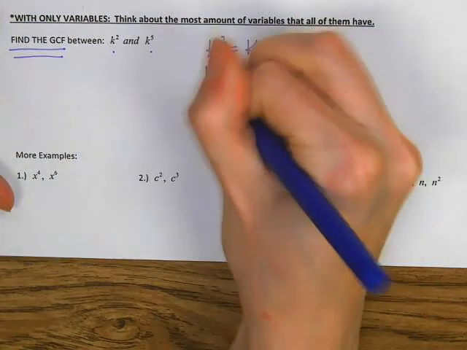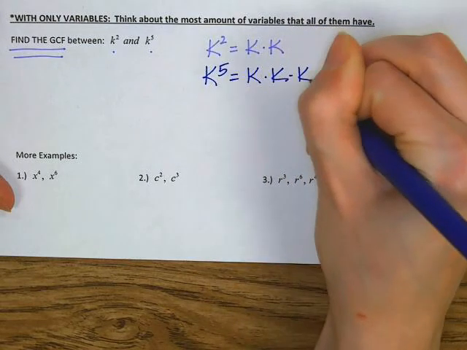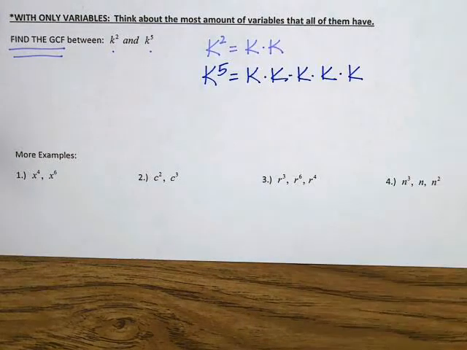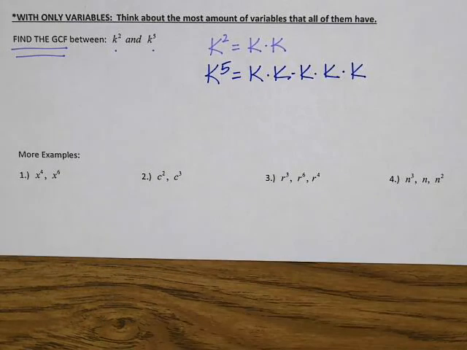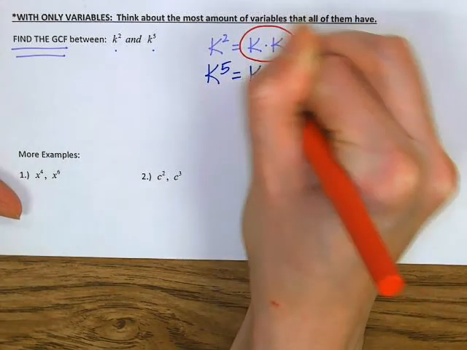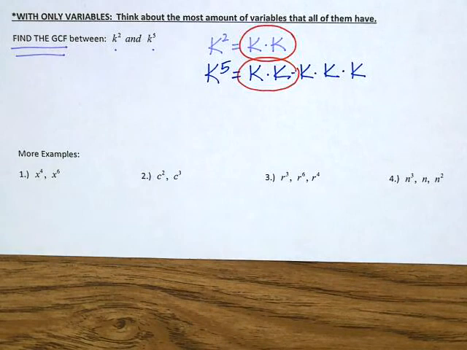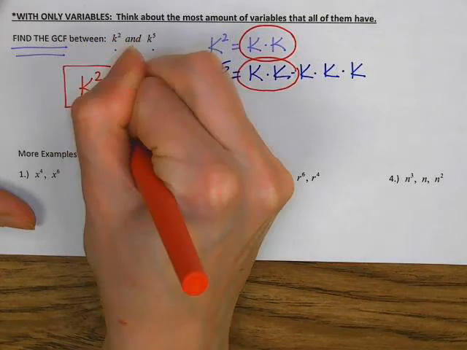And k to the 5th is just k times k times k times k times k, 5 times. What's the most amount of k's that they both have? Okay, that's the question. And it ends up being 2 because this one has 2 and this one has 2. So it's the most amount that they both have. So the GCF ends up just being k squared.